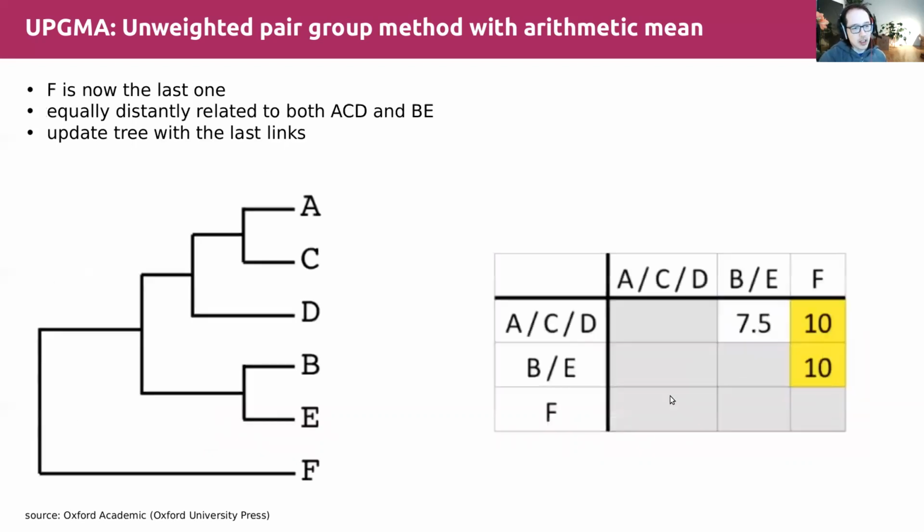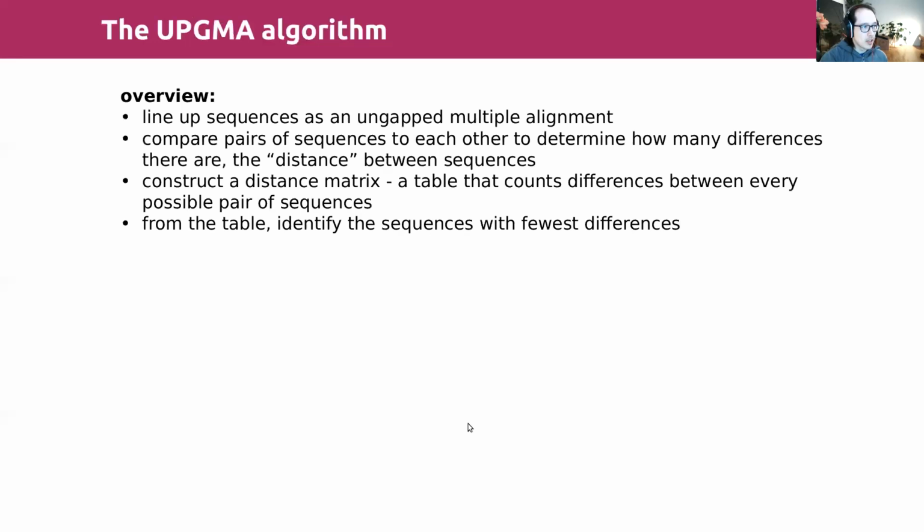And then finally, you get to the end, and all that's left is F, which has a tie between these two values. So the Hamming distance of F to the ACD group is the same as it is to the BE group. So this gives us the final link we need to complete our tree. So to conclude, this is the UPGMA algorithm.